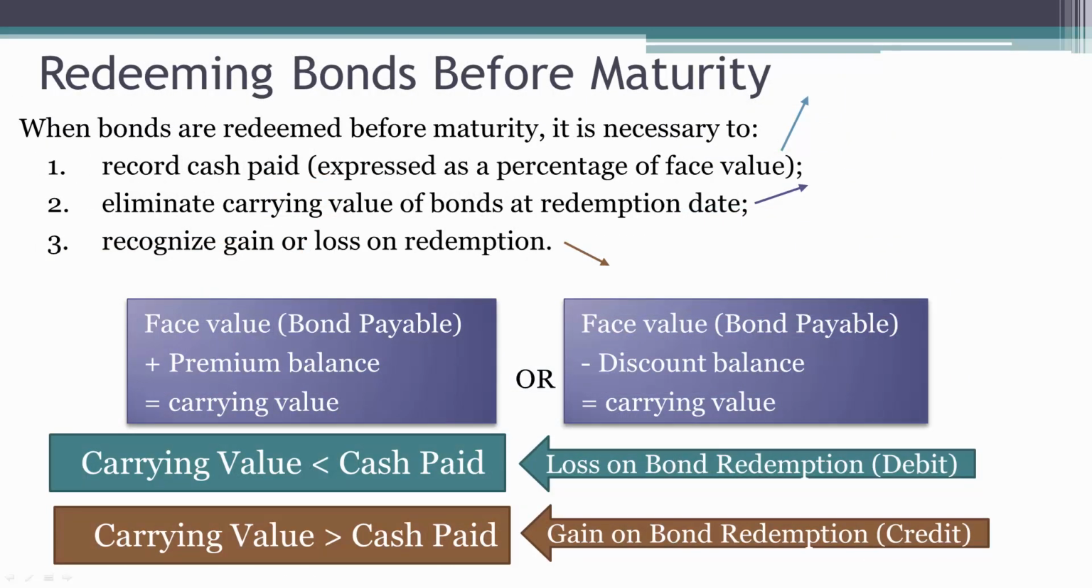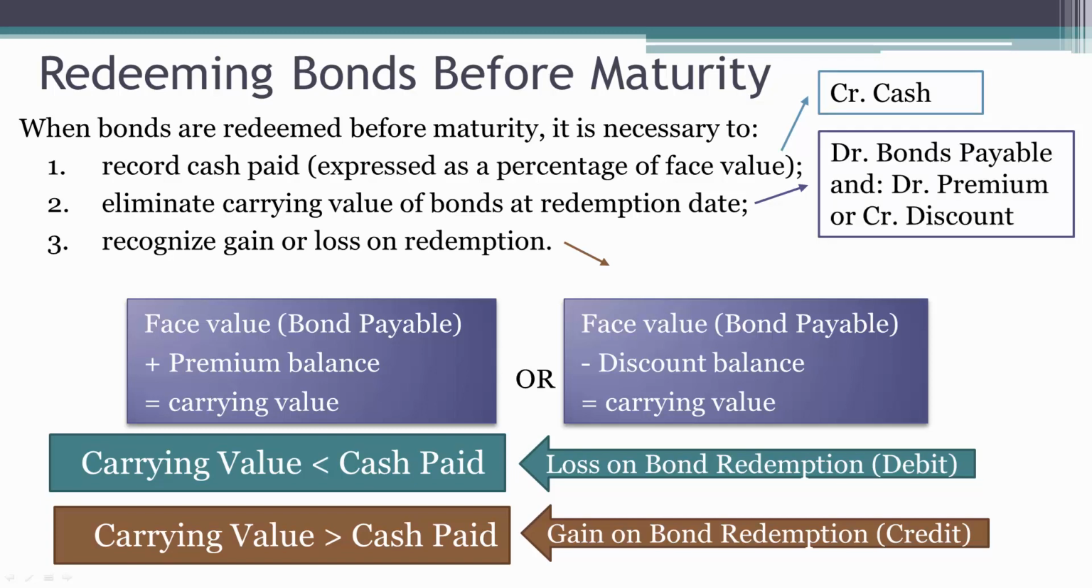Okay, and so now we've gone through all the steps for redeeming the bonds at maturity. Step 1 is to record the cash paid, which is usually a credit to cash. Step 2 is to eliminate the carrying value, which is always a debit to bonds payable. And then either you're going to debit the premium or credit the discount to clear those out. And then in step 3, you recognize the gain or the loss on the redemption.